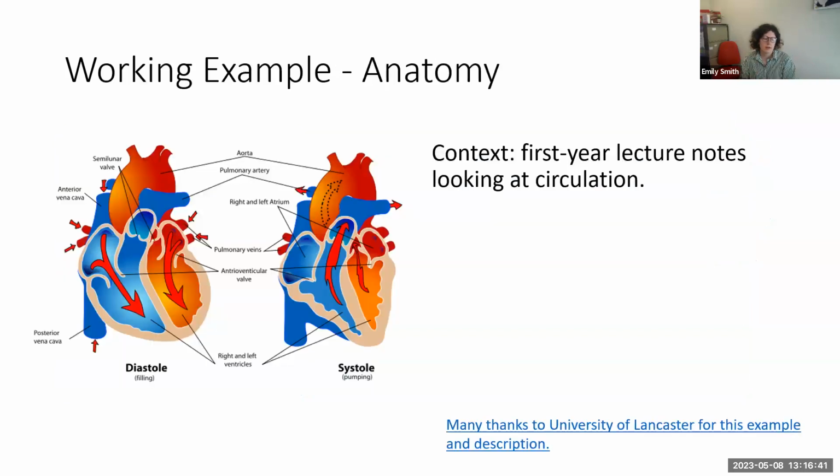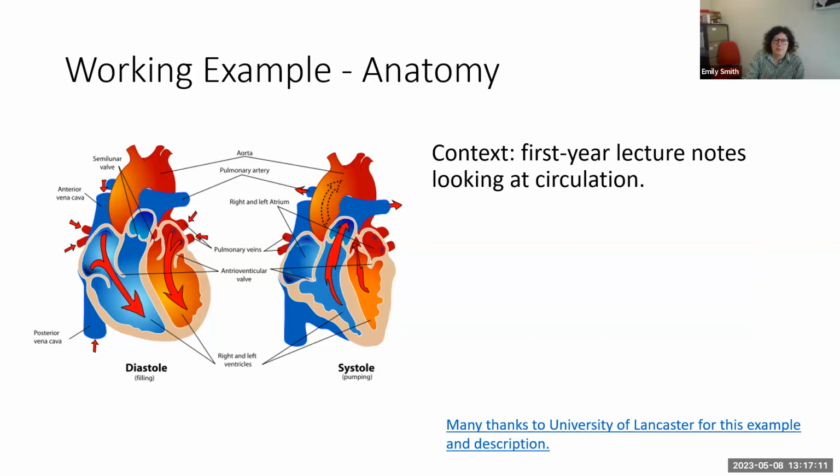So the first example we've got here is anatomy, and I've taken this from the University of Lancaster. So what we've got on the screen is a diagram of the heart, and it's showing the way oxygenated and deoxygenated blood moves through the heart, and you see you've got the various chambers and valves all labelled. And we're going to take this in the context of first year lecture notes looking at circulation.